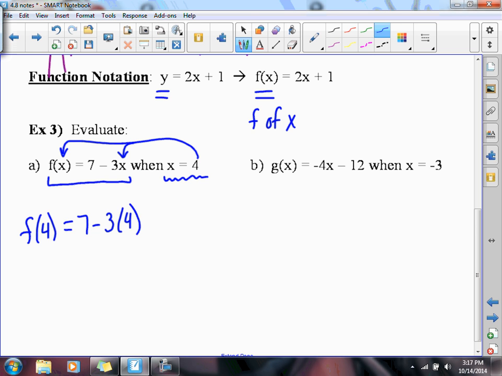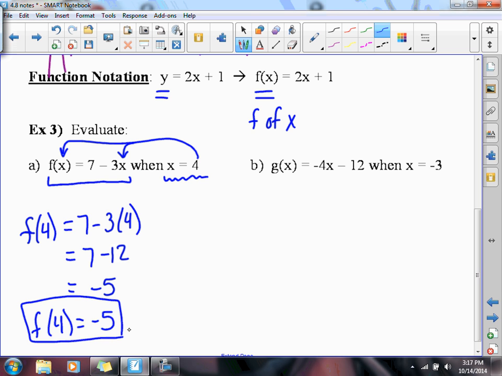Now really, this f of 4, I'm not taking f times 4. This is just notation. So if you want to kind of ignore that and just work through the right side of the equation, that's totally fine. So we're going to have 7 minus 12, and then 7 minus 12 is negative 5. So f of 4 is negative 5. So negative 5 is your answer.